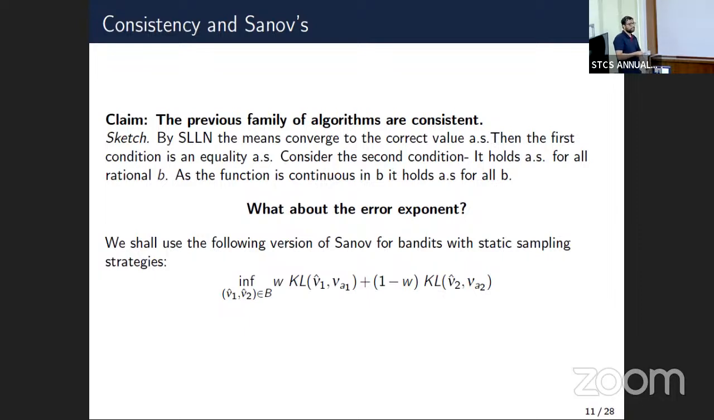What about, we have to now characterize the error exponent here. So we will use a version of Sanov's theorem for bandits. So Sanov's theorem for this particular static strategy states that for any set B, the logarithm of the probability is the infimizer of these weighted KLs. So the W1 hat is the empirical distribution of the first arm, and W2 hat is the empirical distribution of the second arm.